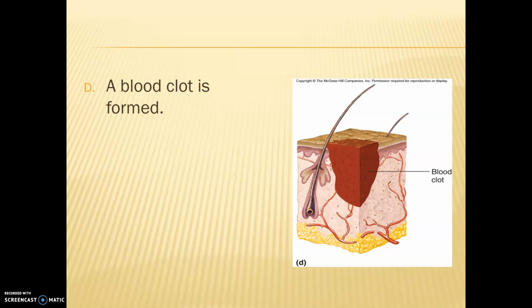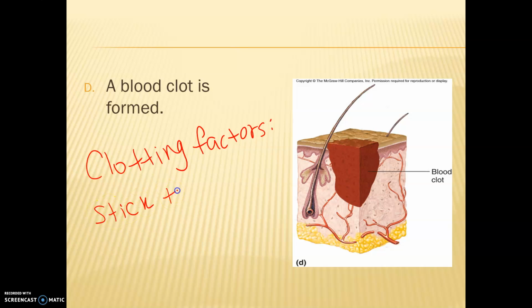Next, we're going to see our blood clot. So clotting factors are something that's going to be really important in our skin and in all our blood. So what those clotting factors do is they stick together to form this blood clot. And this blood clot is going to keep anything else from coming into the wound.